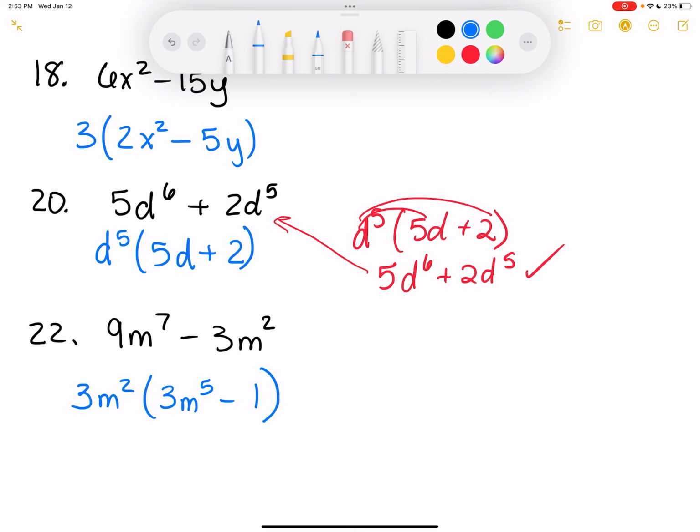Because if you go back and distribute it back, 3m squared times 3m to the 5th is 9m to the 7th. And then 3m squared times negative 1 is minus 3m squared. So that's what I got there, because I took the 3m squared from here, so I'm just left with minus 1.